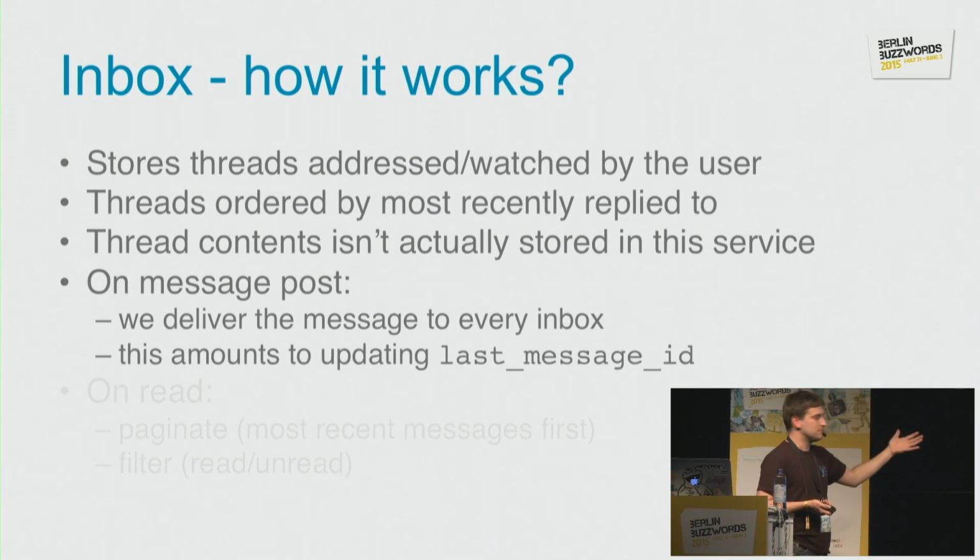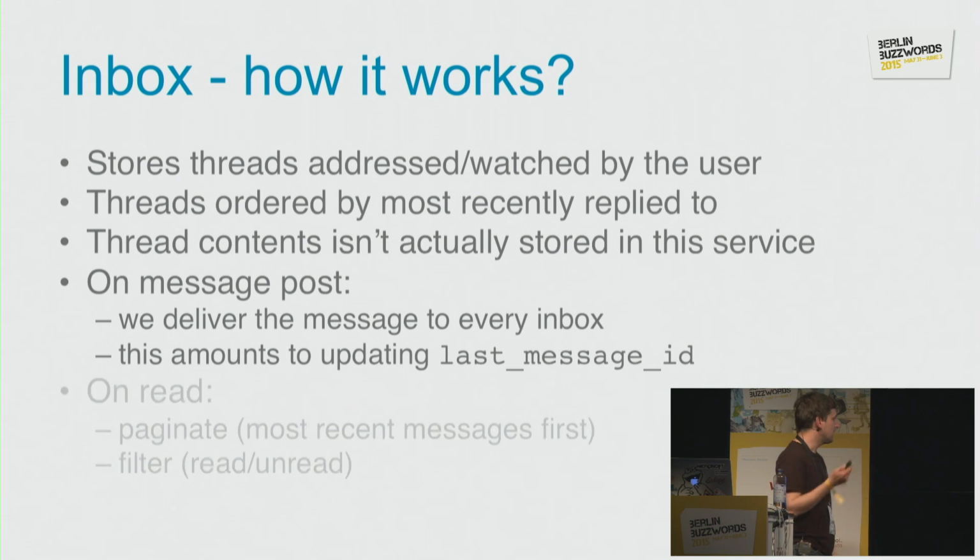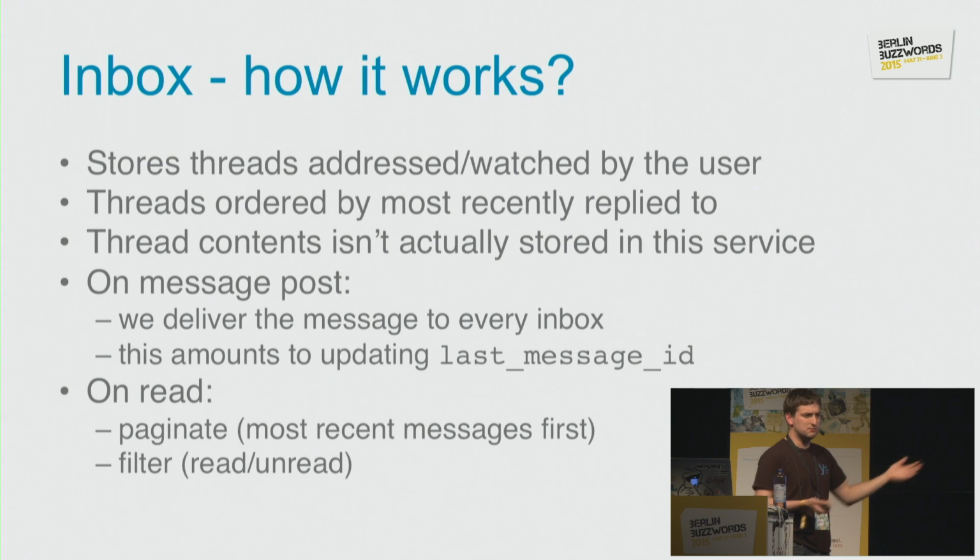So on a message post, we would deliver the message to every inbox. And this effectively amounts to updating the last message ID so that we can maintain the ordering, and some little pieces of metadata. And on read, we would paginate. We would just read the most recent threads, let's say the most recent 20 threads. And quite often we would filter, mostly by read/unread. There are some other cases, but they don't matter that much.